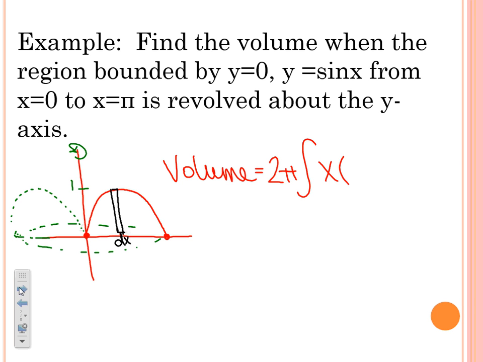Top function is sine of x, bottom function is 0. So sine of x dx, that's the width of all of our shells. Our limits of integration would be from 0 to pi. Now, this is something you definitely cannot integrate by hand. Those of you who go on to take Calculus 2 will learn a method called integration by parts where you can integrate this by hand, but right now you do not know how to, so you have to use your calculator.